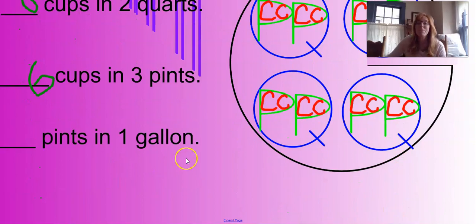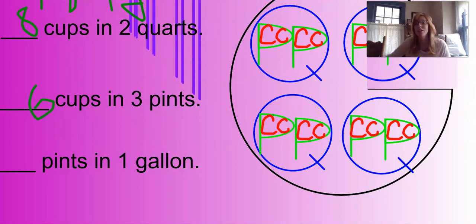And then how many pints are in 1 gallon? So here's our kingdom of gallon. P stands for pints. We know there are 2, 4, 6, 8 pints in a gallon. There are 8 pints in a gallon. The kingdom of gallon is a lot of fun.